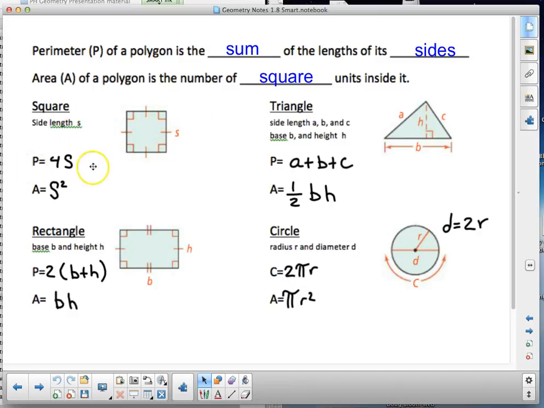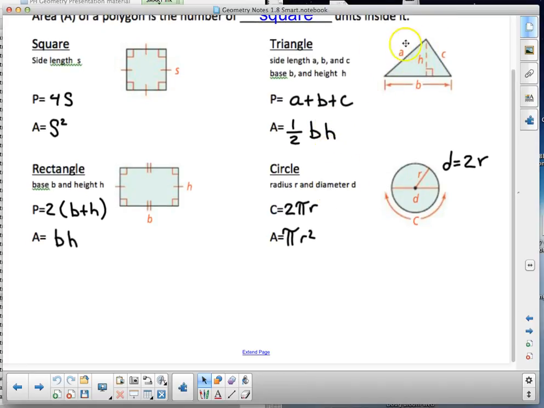Okay, the square, side length s. If I have a perimeter, it's 4 times s. If I have an area, it's s squared. In a triangle, perimeter is going to be a plus b plus c. Sum up the 3 sides. Its area is 1/2 base times height. And when we do the area of a triangle, we don't worry about the a and c in this case.